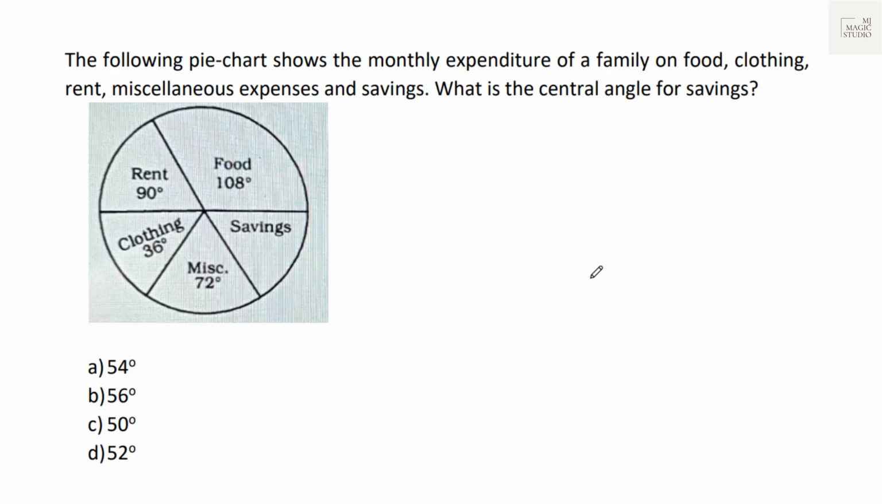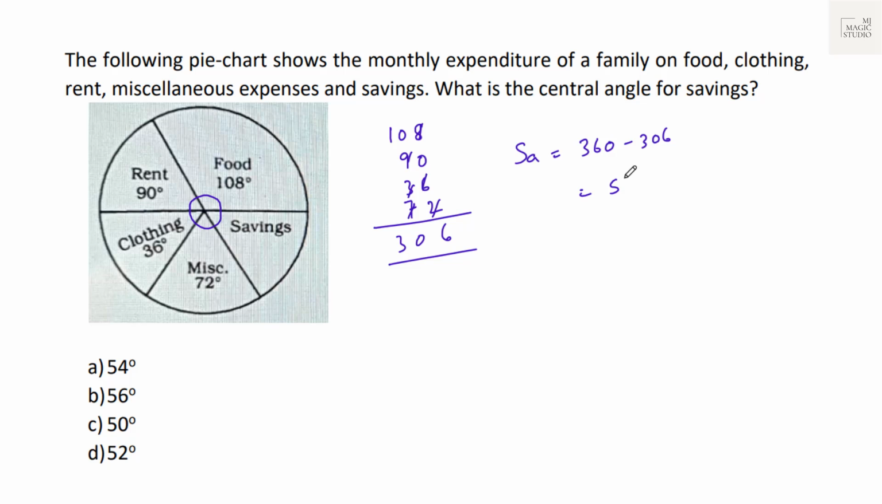Data interpretation, pie chart. The following pie chart shows the monthly expenditure of a family on food, clothing, rent, miscellaneous items and the savings. What is the central angle for savings? That angle is missing, and we know the total central angle of all the different parts of the pie chart has to be 360 degrees. So we just need to add 108, 90, 36, 72. That gives 306. So the central angle for savings is 360 minus 306, that is 54 degrees. Yes, that we have in option A.